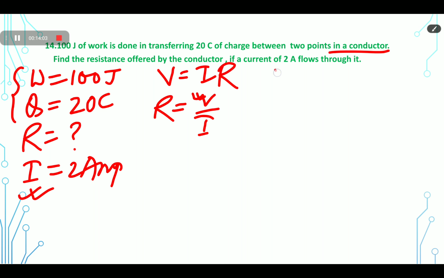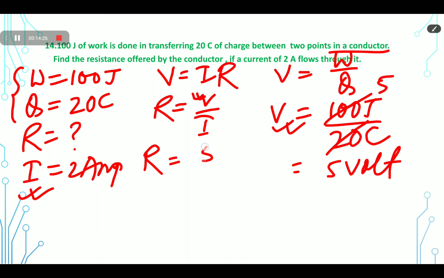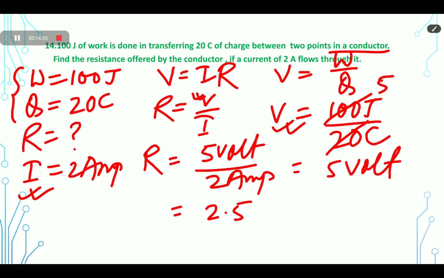We know that electric potential is equal to work done by charge, and we have work done 100 joule and the charge of 20 coulomb. So it becomes 5 volt. So we have potential difference or voltage is 5 volt. Now we will calculate resistance, that is 5 volt, and the current is 2 ampere. So we will solve this. It becomes 2.5, and we are calculating resistance. So the SI unit of resistance is ohm. This is the answer for the assignment number 2.